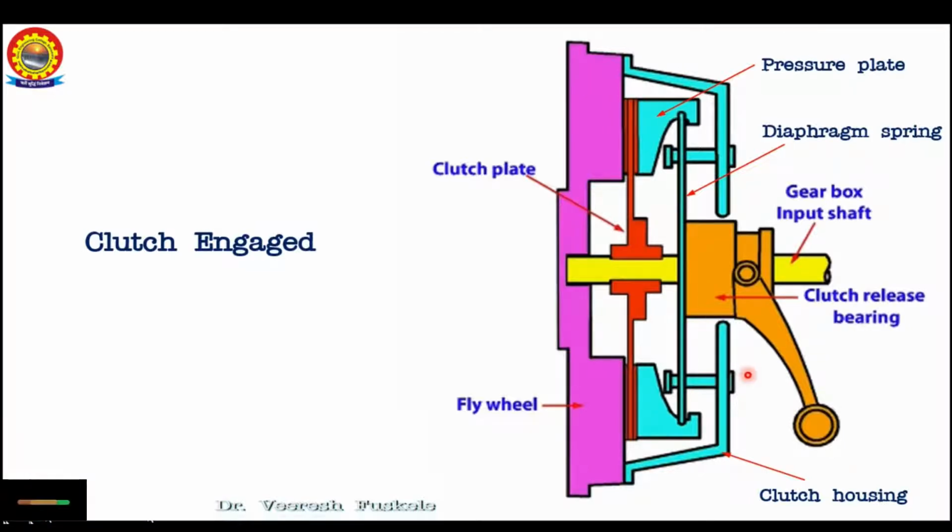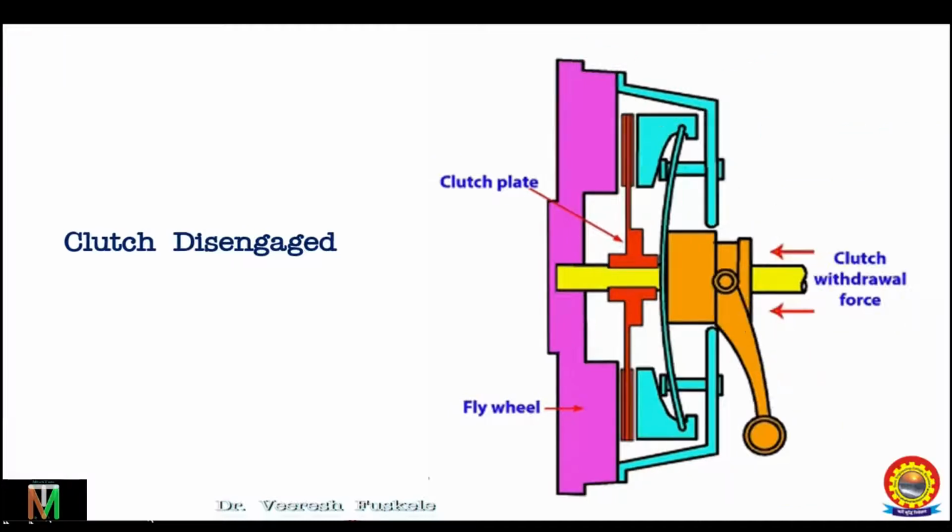So now when the clutch is disengaged, what happens? We can immediately see that when the clutch is disengaged, or in other words, the clutch pedal is now pressed, this is the release bearing and this is the clutch fork. When the pedal is pressed, a force is applied by the release bearing on this diaphragm spring. We'll look at what it is shortly. There is a spring called the diaphragm spring on the pressure plate.